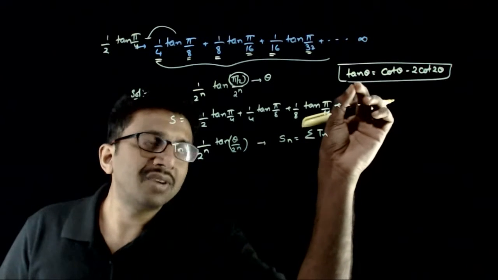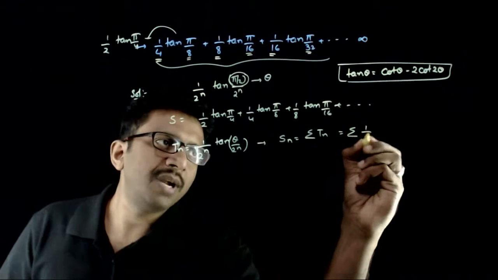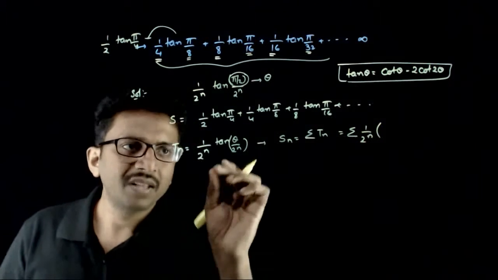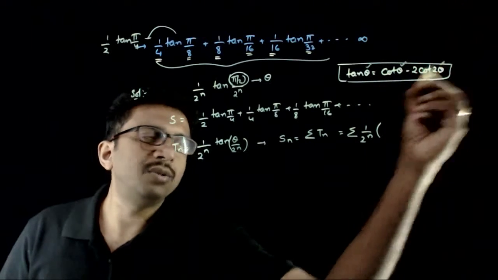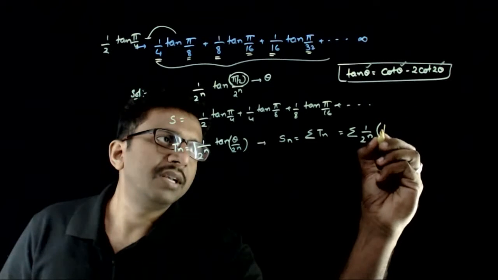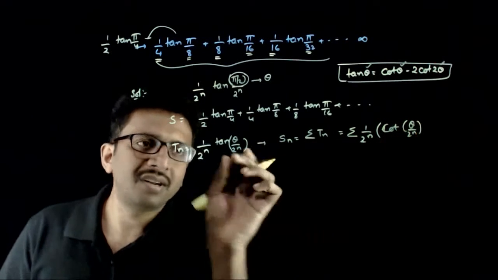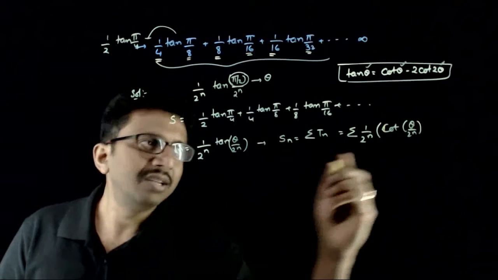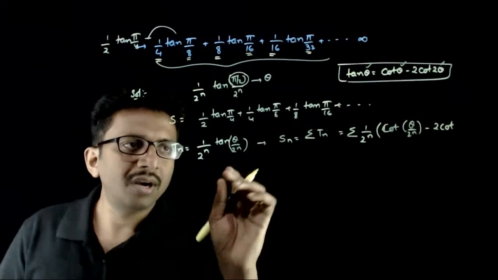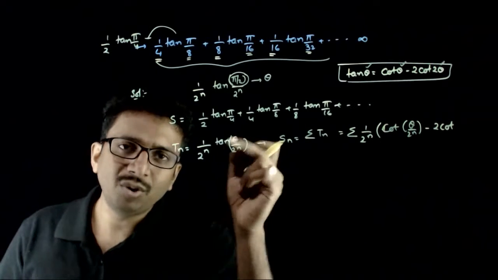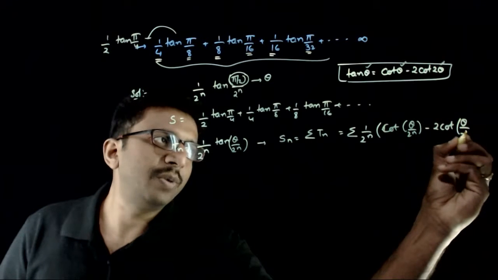Now you have tan of theta by 2 power n. So let us try to use this formula. That is equal to sigma of 1 by 2 power n, which remains like that. So for tan theta by 2 power n, if you have theta here and 2 theta there, cot of theta by 2 power n, whatever theta is there, you have cot theta minus 2 cot, this into 2. This angle should be multiplied by 2, that is theta by 2 power n minus 1.